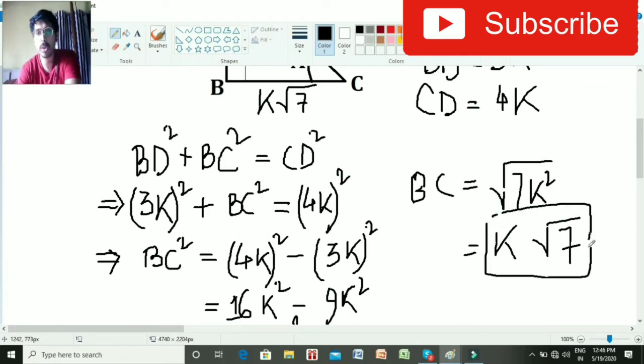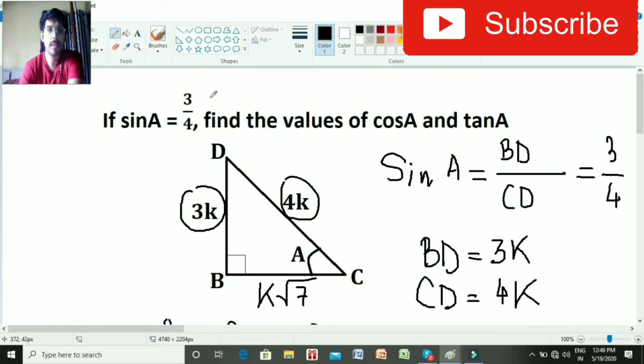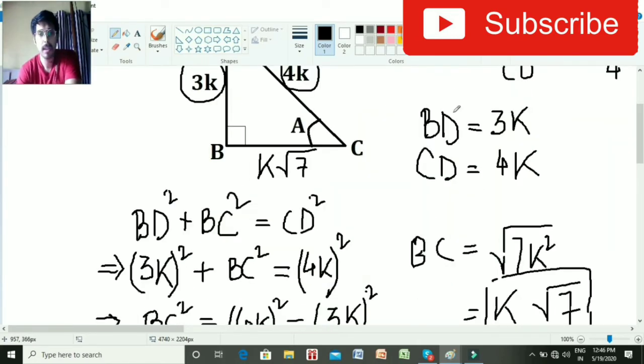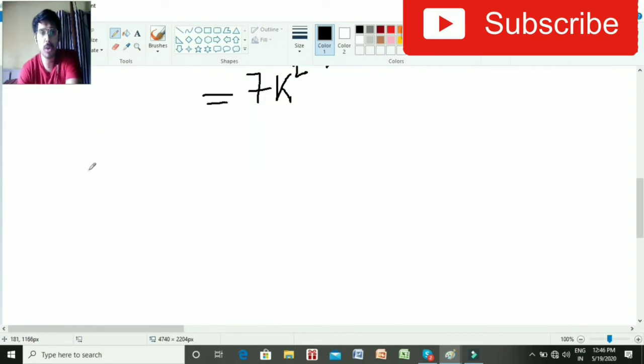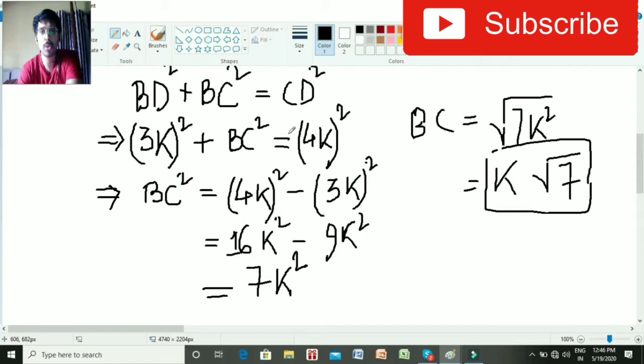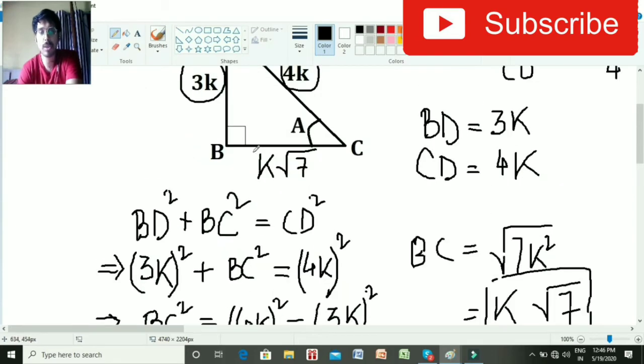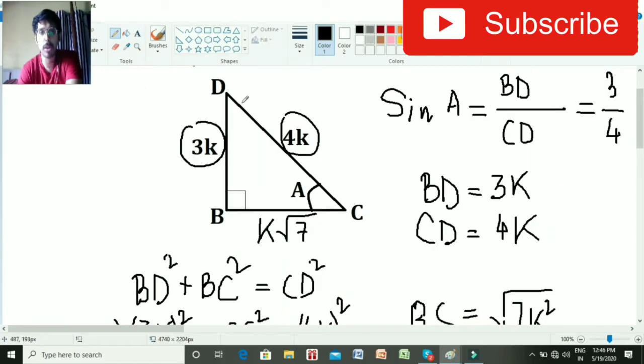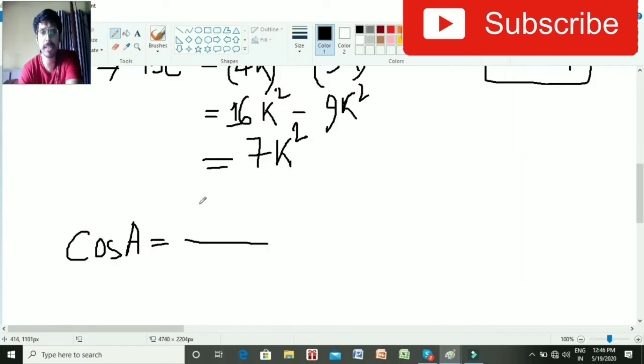Now let us go to the question. They are asking you to find out the values of cos A and tan A. So now we know, whenever we are talking about cos theta, what is cos theta? Cos theta is nothing but base by hypotenuse. So this is A, so the base will be BC, and the hypotenuse is always this one, that is CD. So BC by CD, that is cos A.